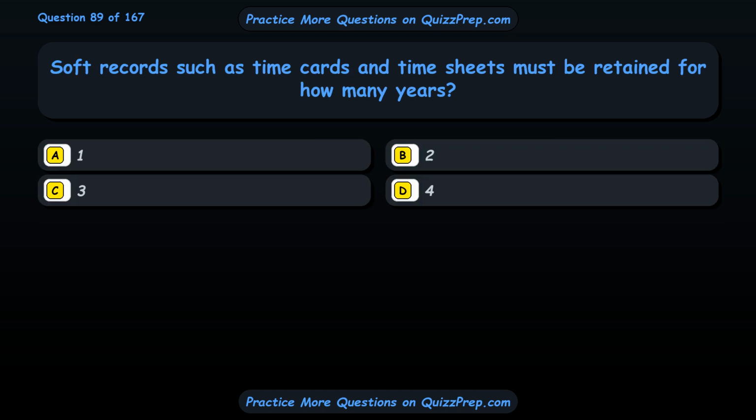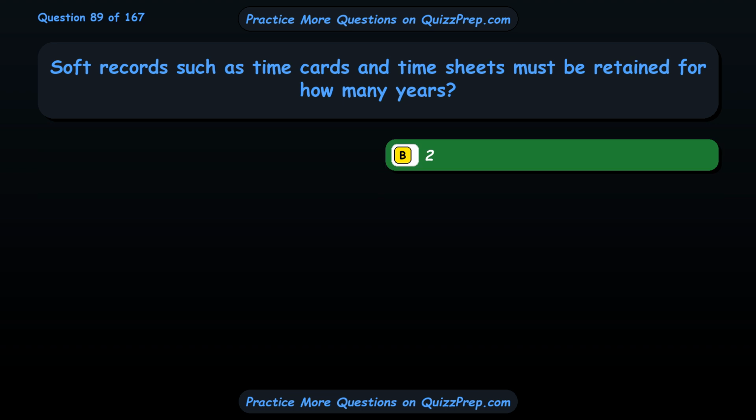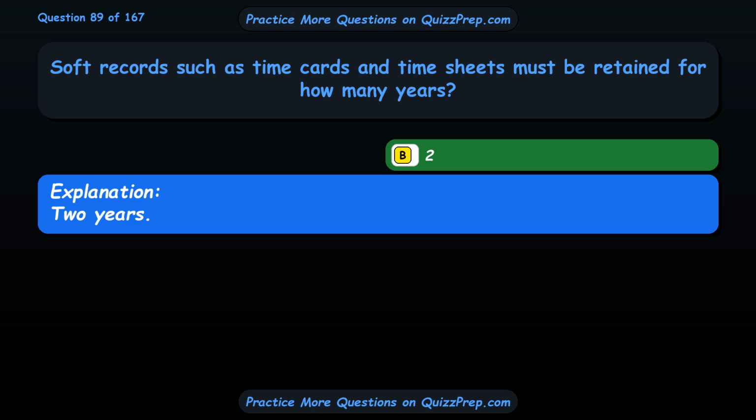Question 89. Soft records such as time cards and time sheets must be retained for how many years? Option A. 1. Option B. 2. Option C. 3. Option D. 4. The correct answer is option B. 2 years.